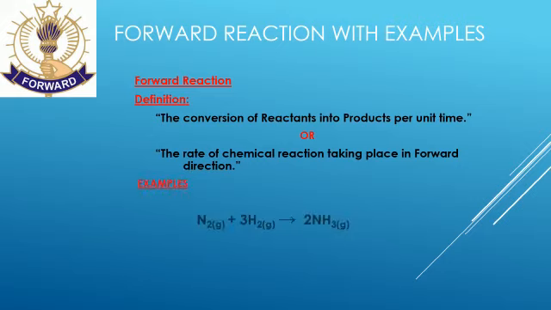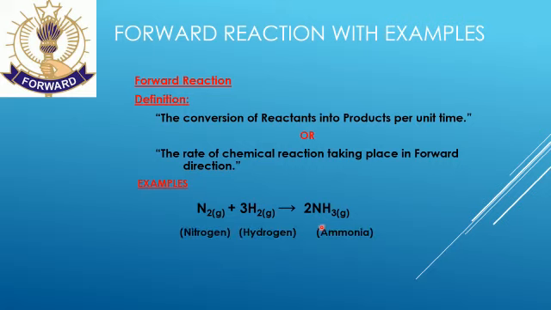Here we have some examples. Nitrogen, when it reacts with hydrogen, will give you ammonia. NH3 is the formula of ammonia. Here we have another example. When hydrogen reacts with iodine, they will give the product hydrogen iodide. So these two reactants react together and give you the product hydrogen iodide. So it means that the reaction goes in the forward direction.